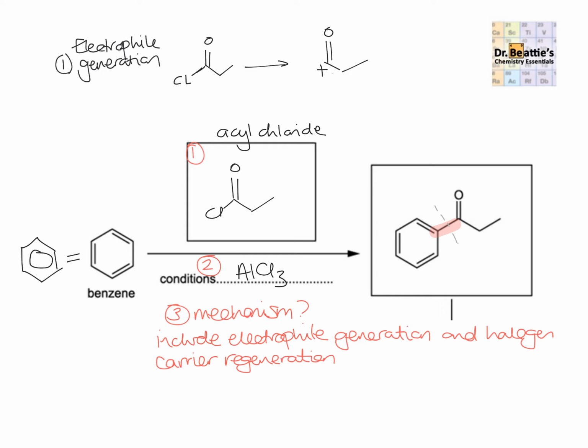Now this doesn't spontaneously happen. That's why we have the halogen carrier, so we're going to have to add this to our scheme. And with that AlCl3 obtaining this chlorine, our byproduct is AlCl4 minus. So then that electrophile reacts with the benzene in our second step of the mechanism.